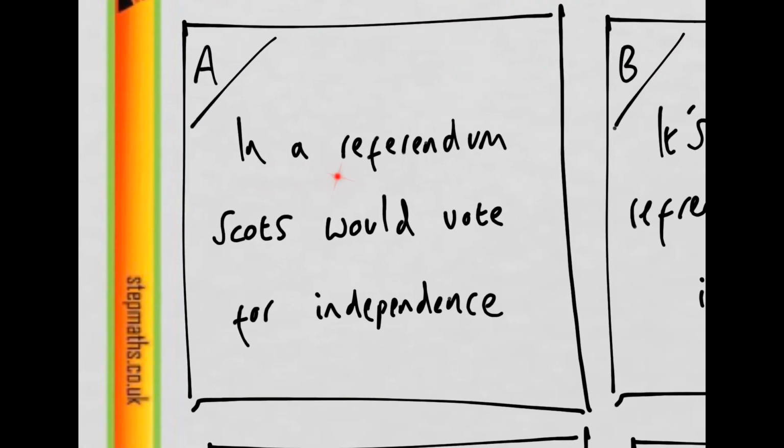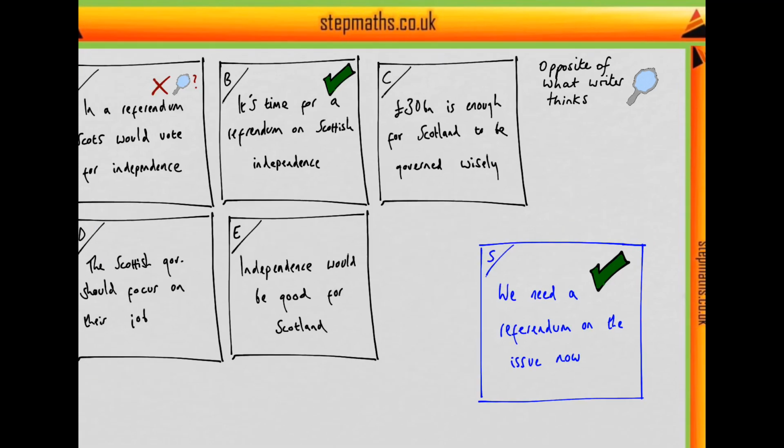Option A says that in a referendum, Scottish people will vote for independence. Well, this is perhaps the opposite of what the writer thinks. The writer seems to be advocating a referendum on the grounds that Scots will vote to remain and the Scottish government can get on with its business of running Scotland. So A doesn't look like it's going to be the conclusion.